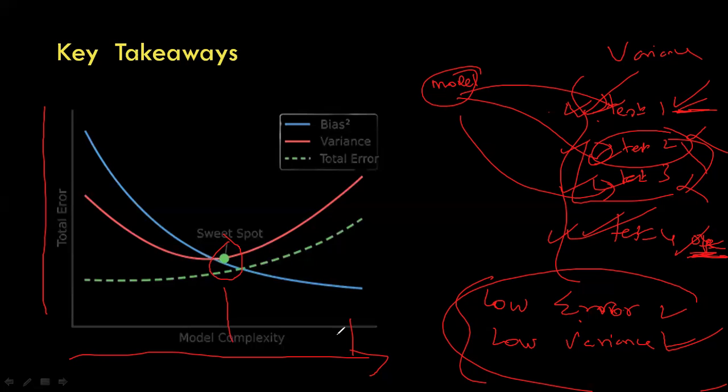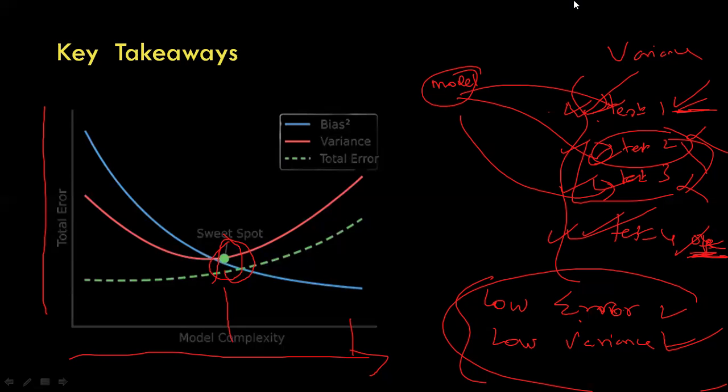As we increase the model complexity, bias goes down but variance goes up. We don't want that. What is our goal? Our goal is to find the sweet spot where both are balanced, the bias and variance. That's where the total error is lowest. This is the model you want to deploy.